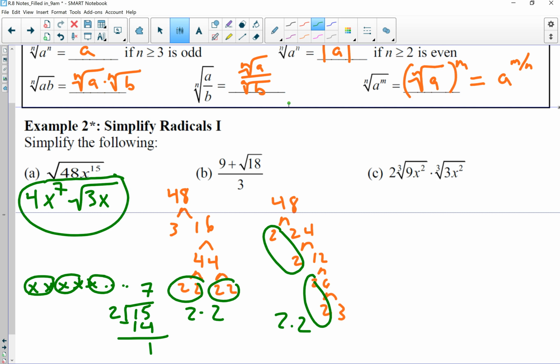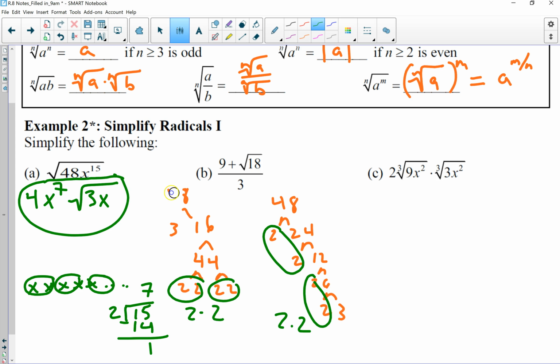And same idea with variables. We had x to the 15th. So if I wrote out 15 x's, we would have 7 paired sets with 1 x left over. So we could actually write it out and show the pairing, but it's easier to do division in a case like that when the numbers get large. So there was 7 sets of x's with 1 left over inside the root. So now let's go ahead and look at B and C.